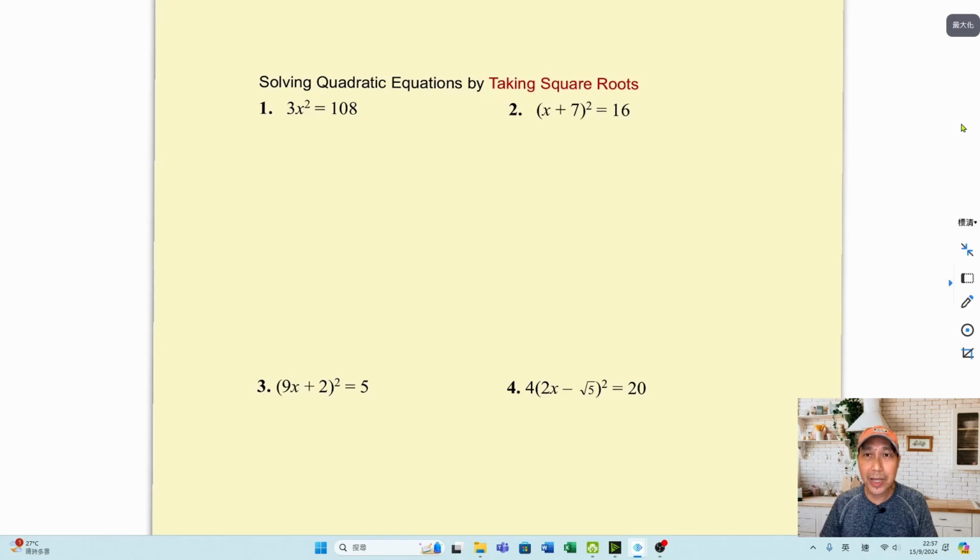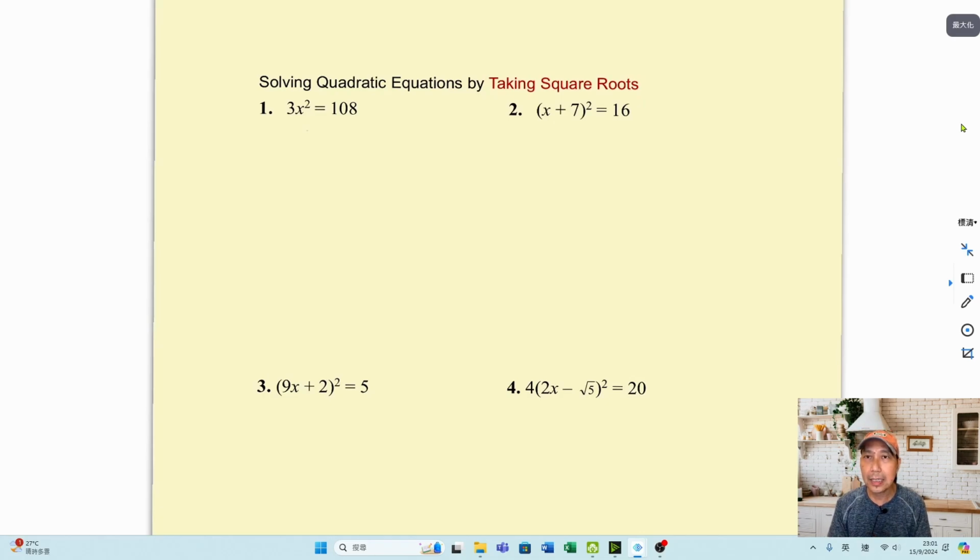I'm here to help you revise the mathematics you have learned in school and gain more confidence in solving mathematics problems. Today, we are going to learn another way to solve quadratic equations. There is a quadratic formula.